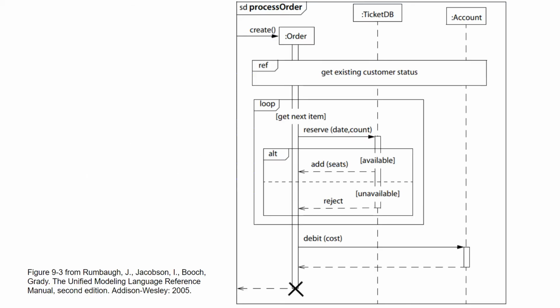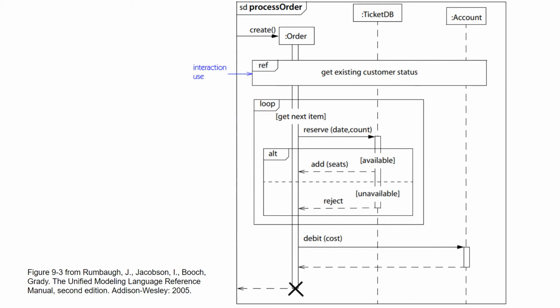I will borrow an example from the Unified Modeling Language Reference Manual. To create a loop, one has to have a container with the text loop in the upper left corner. Here goes the condition upon which the loop is entered and re-entered. To create a conditional branch, a container is created with the text alt in the upper left corner. The two branches, or if there are more, they are always stacked on top of one another with a dashed line separating them. On the right side, we have a condition that leads to this specific branch.